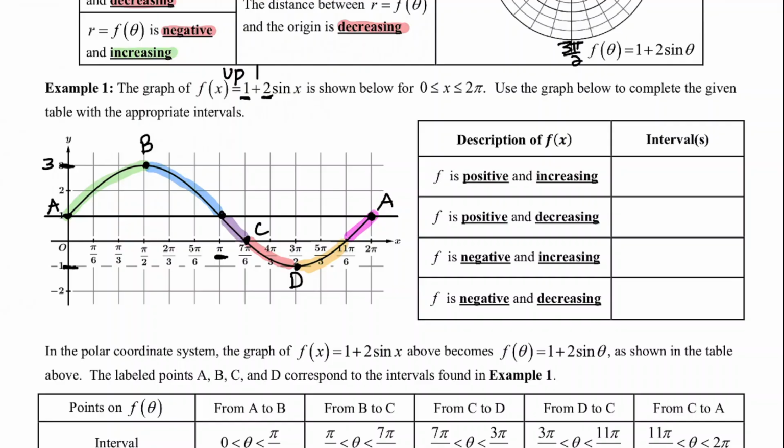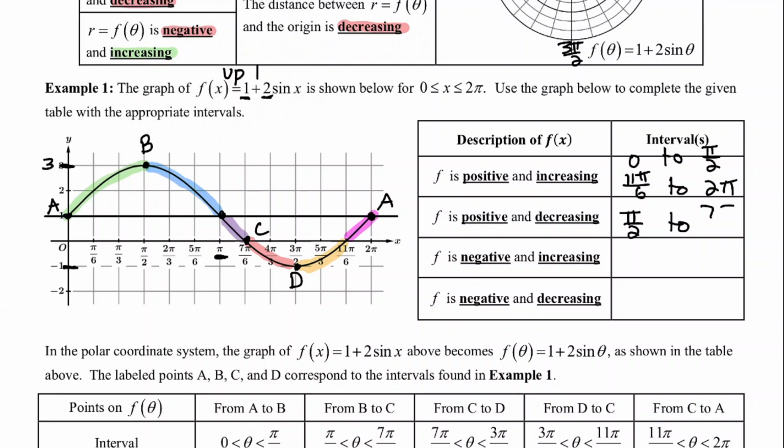Again, I know my graph is positive and increasing between points A to B. Actually, I shouldn't call it A to B. I'm going to call it 0 to pi over 2. It's also positive and increasing between 11 pi over 6 to 2 pi. It's positive and decreasing kind of here, so from pi over 2 to 7 pi over 6.